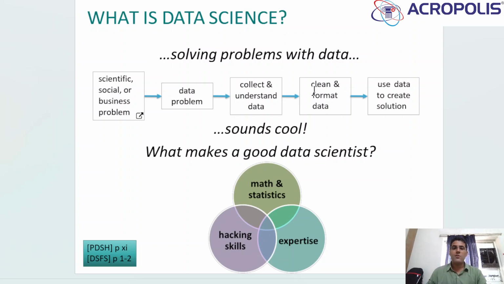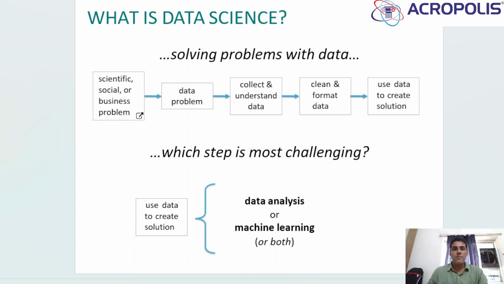So if I ask what makes a good data scientist, the answer would be one who is proficient with mathematics and statistics, and domain expertise is required. So if I ask which of these five steps is most challenging, either data analysis or machine learning or both, we have to understand each and everything one by one.